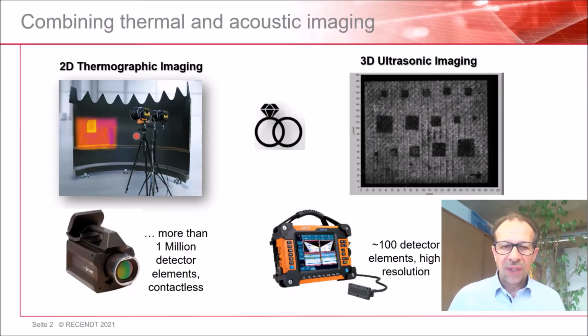In tomographic imaging, we have more than 1 million detector elements and it is a contactless method, but it shows a lot of blurring if you go to a deeper imaging depth. In acoustic imaging, you have much better resolution, but only about 100 detector elements, and it's a contact method. You need some coupling media.